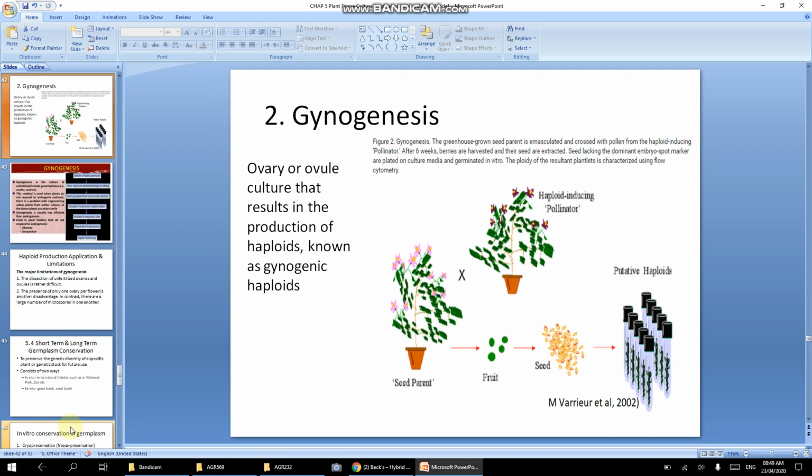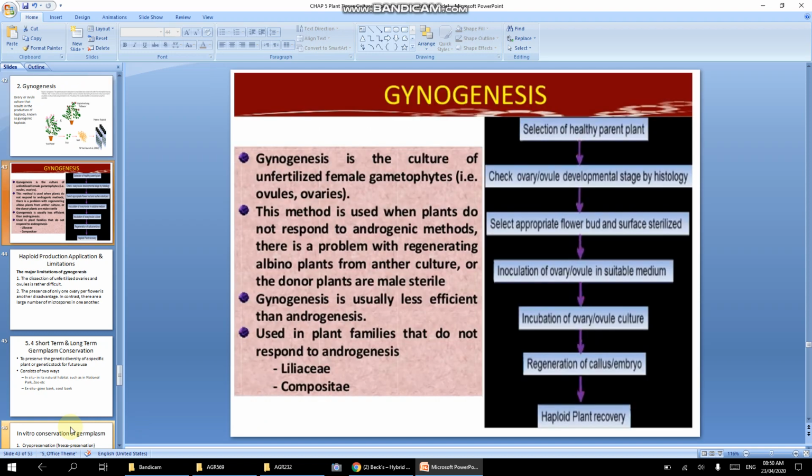So keep past this. Next one is gynogenesis. This one is a bit harder because you are using the ovary. You are actually culturing the ovary, but this one is not preferred unless it is hard for you to do androgenesis. Why is it not preferred? Because the ovary is really small, and there is only one ovary per flower, so it makes it quite hard for you to do the process.